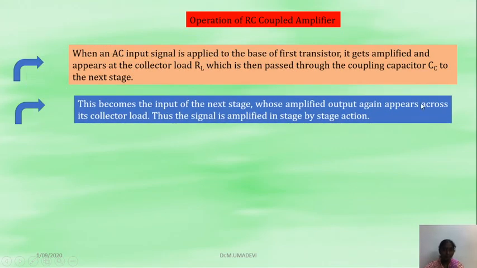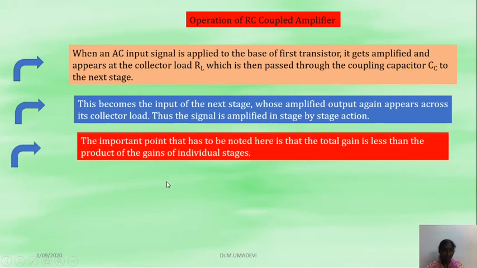See here, the point is repeated. This becomes the input of the next stage, whose amplified output again appears across its collector load. Thus the signal is amplified stage by stage. The important point to be noticed here is that the total gain is less than the product of the gains of the individual stages.